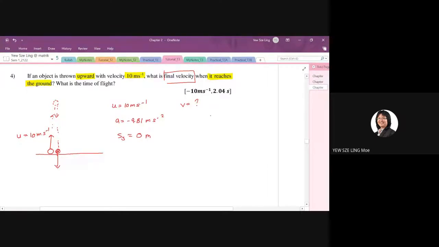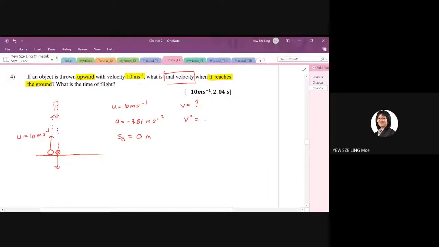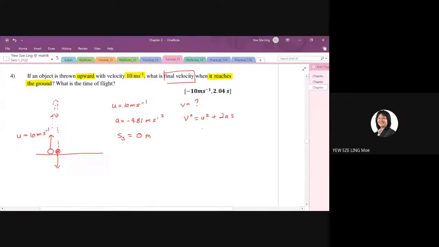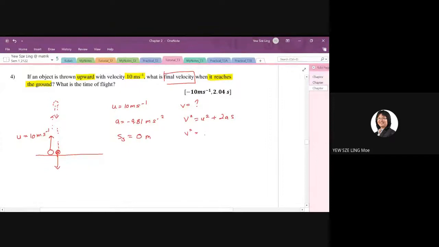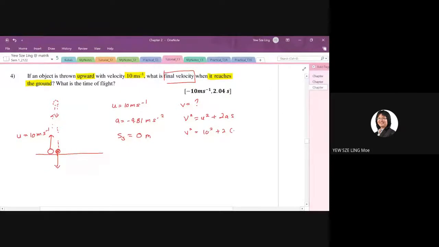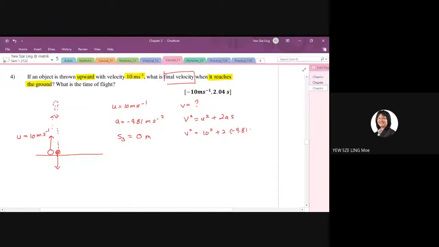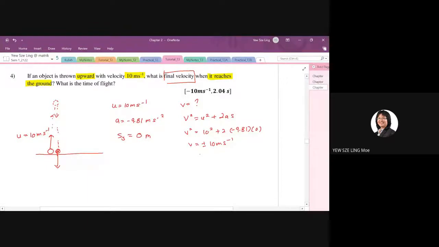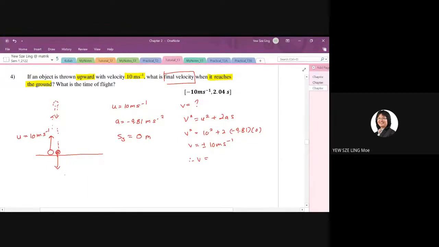So what is V? Now you have U, A, S, V, so V square equals U square plus 2AS. And then your V square equals 10 square plus 2 times negative 9.81 times 0. So V equals plus or minus 10 meters per second. And then you choose V as a negative value. Why? Because when it goes back to the ground, you have a negative V. So negative 10 ms^-1.